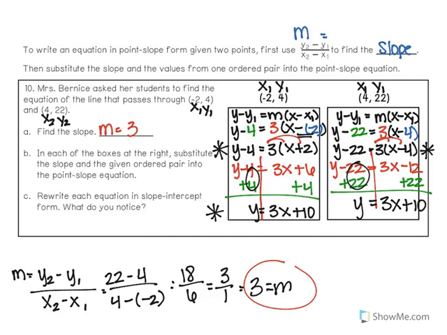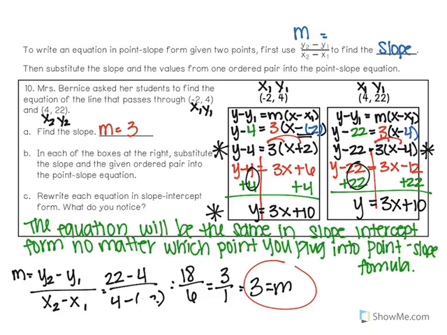So what you can see here is that regardless of what point that you plugged in, your slope-intercept form is going to be the same. So as you're solving on your own, you're going to notice what's happening there. All right, let's continue.